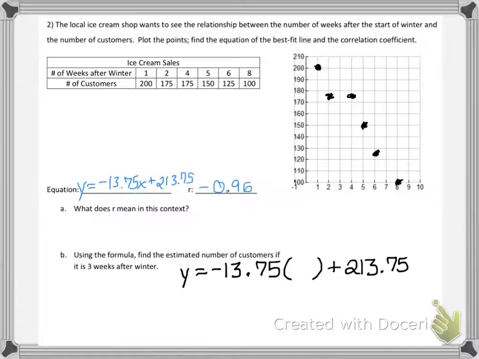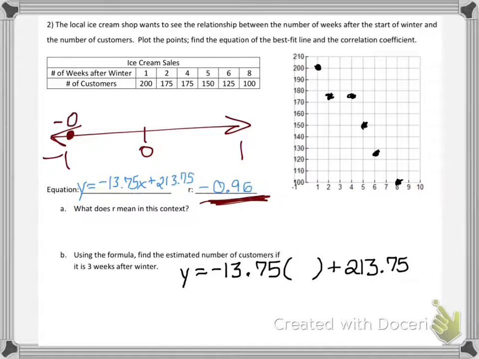For letter A, it says, what does R mean in this context? Looking at the fact that my R is negative 0.96, and if you think about that on a number line, where 0 is in the middle, you have -1 over here and 1, negative 0.96 is very, very, very close to -1. So that means it has a strong negative correlation. Since it has a strong negative correlation, what does that mean in context?